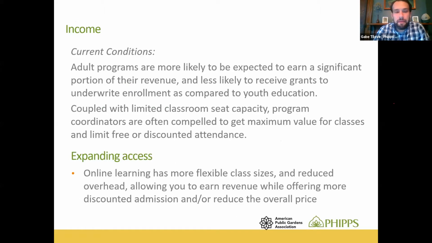For income, adult programs, in my experience, are more likely to be expected to earn a significant portion of their revenue to offset their expenses, more so, say, than some of the youth education or outreach education that's done. And simultaneously, we are less likely to receive grants that underwrite enrollment and scholarships. That may not be true for everyone, but I would say across our country, that feels true at public gardens.